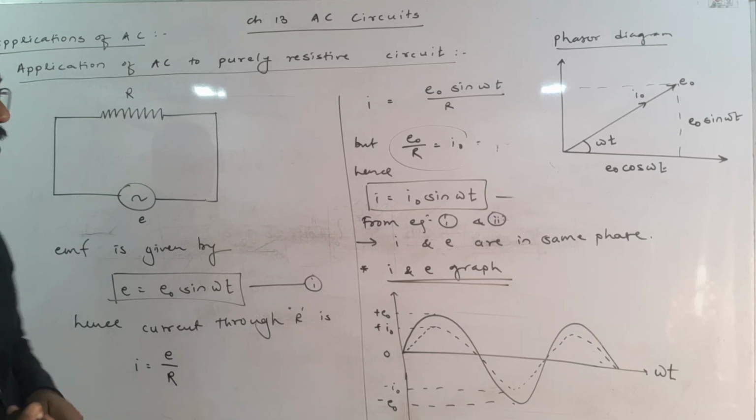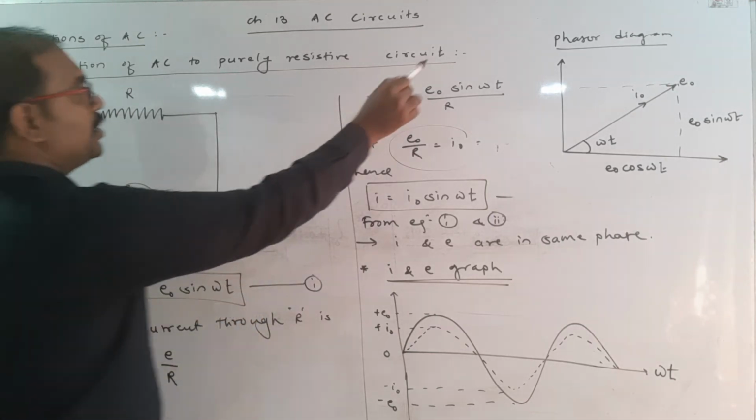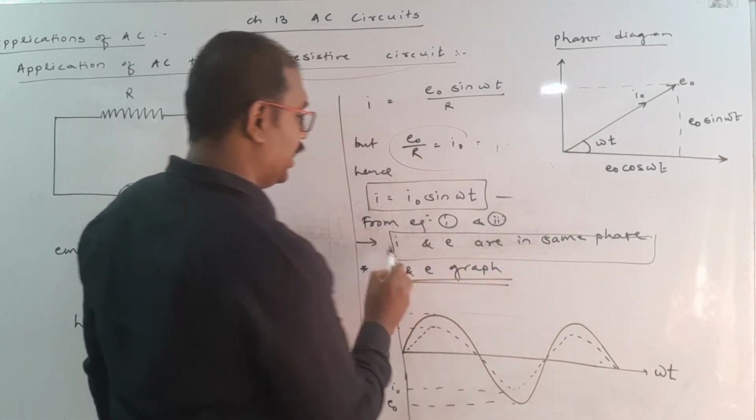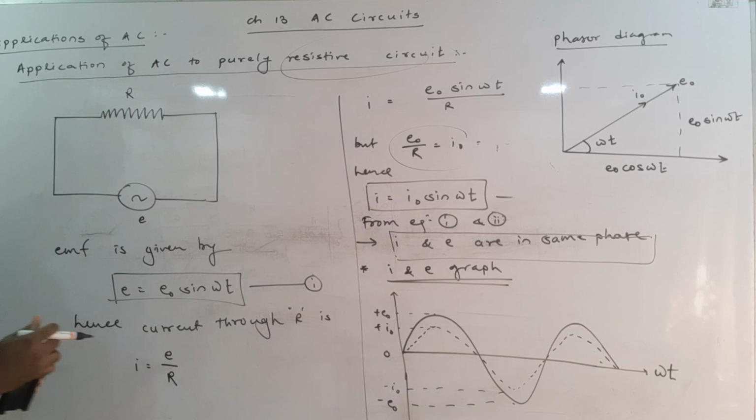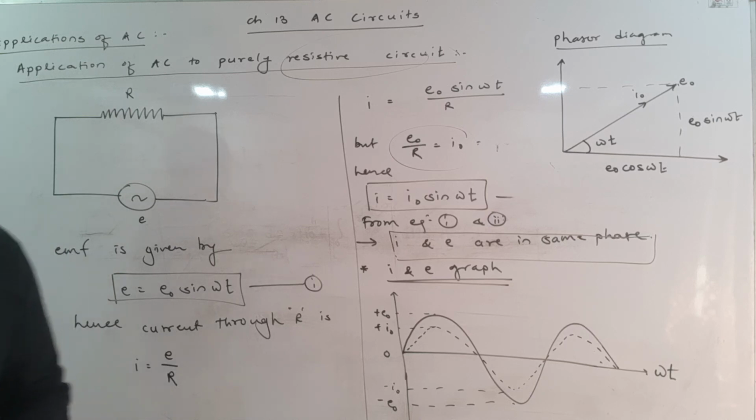So you remember the conclusion here. When we apply AC to a purely resistive circuit, EMF and current have the same phase. So what to remember about phase? Graphical representation and the phasor diagram. That's it.